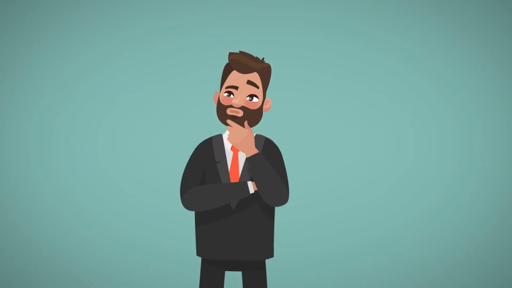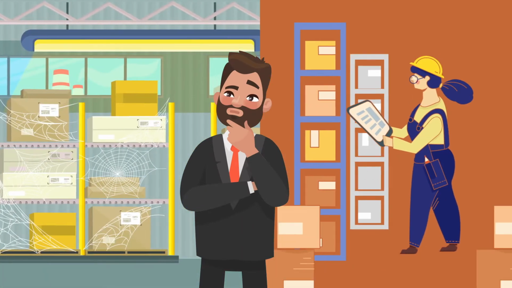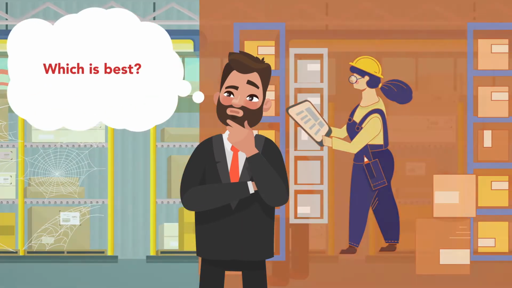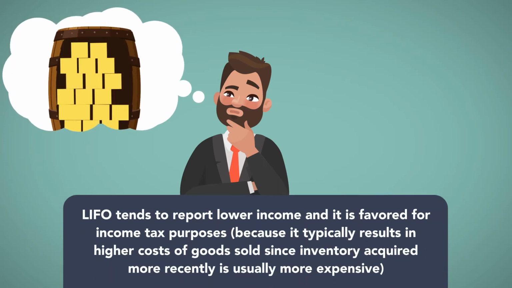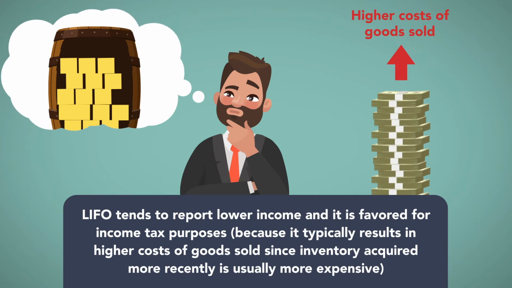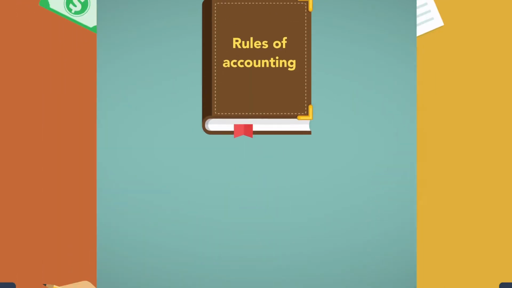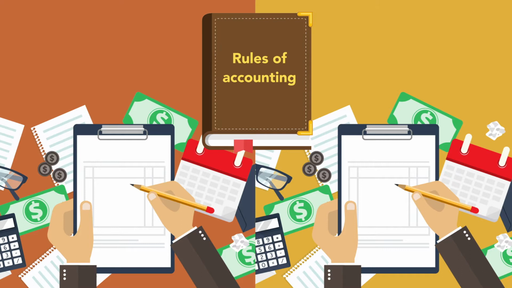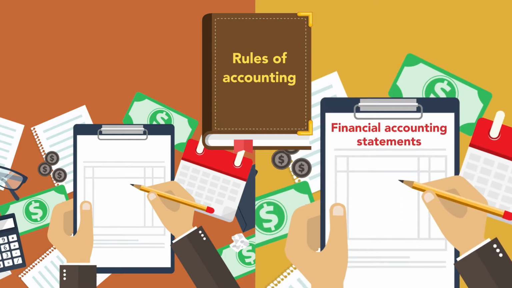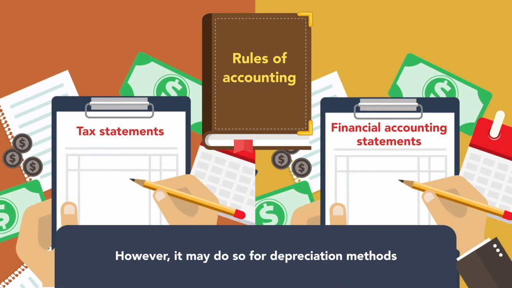After looking at inventory and depreciation methods, one may wonder which is best. LIFO tends to report lower income and is favored for income tax purposes because it typically results in higher costs of goods sold, since inventory acquired more recently is usually more expensive. Under the rules of accounting, a company cannot use one inventory valuation method for its financial accounting statements and a different inventory valuation method for its tax statements. However, it may do so for depreciation methods.